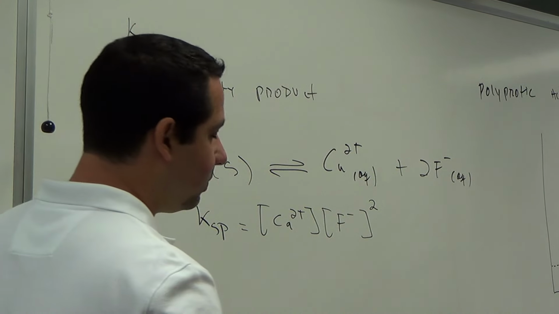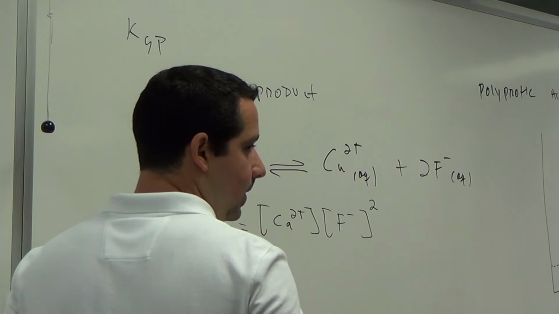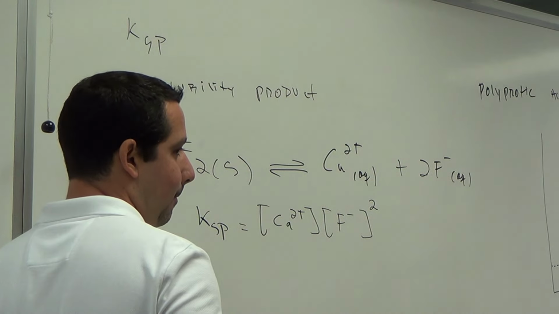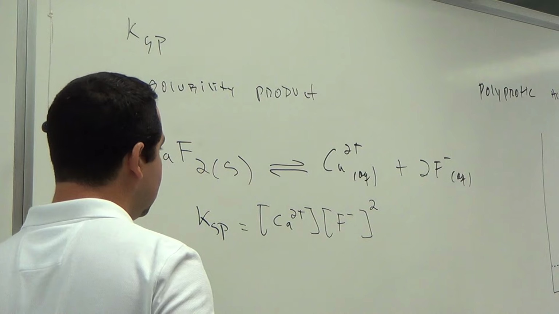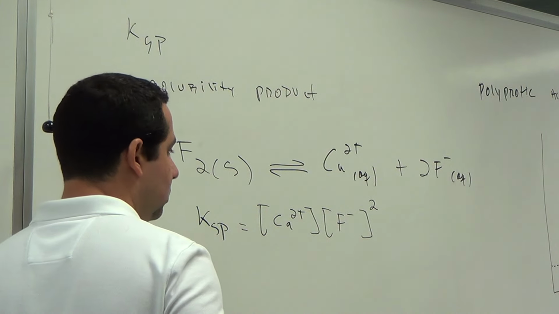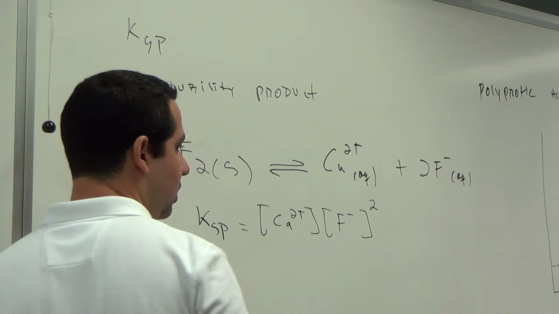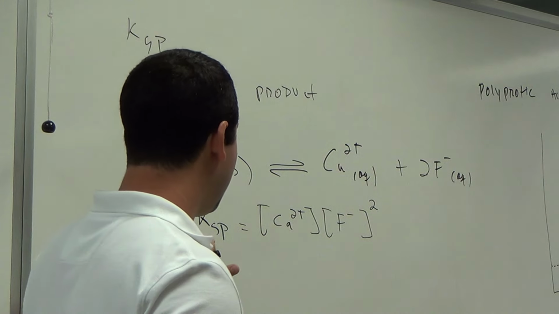Did you have a question? Yes. Since this is an equilibrium, does it mean that some of the ions go back into a solid? Yeah, of course, it keeps going back and forth. The concentration depends on the KSP. All right, so here's the equilibrium constant.